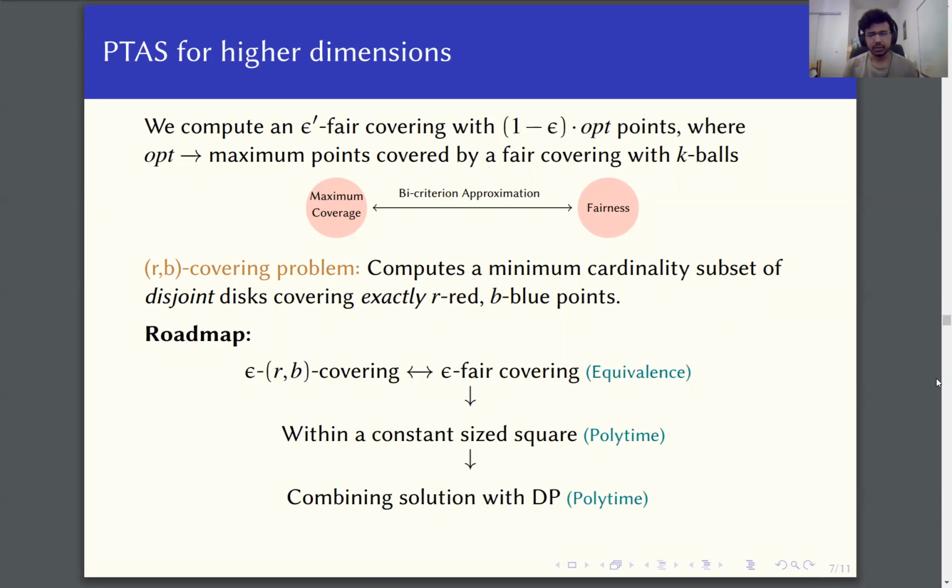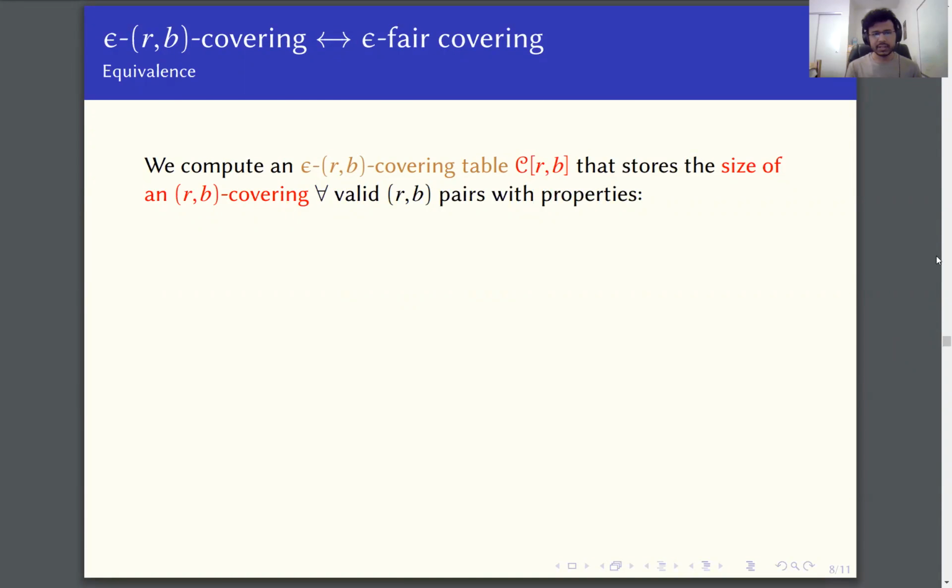Next, we show how to solve the RB covering problem exactly in a constant size square. Next, we combine the solutions across constant size squares using a dynamic programming procedure. Finally, we use the well-known shifting technique to obtain the PTAS. We describe the details of our algorithms for two dimensions.